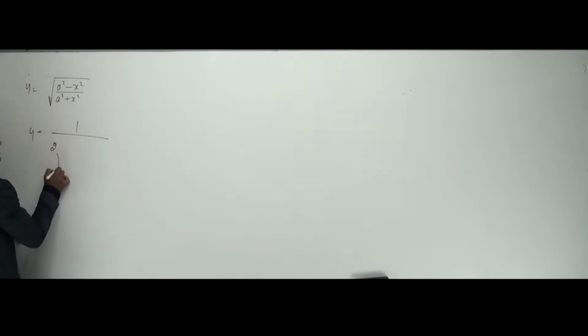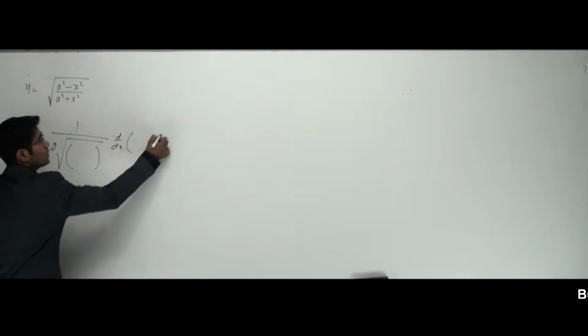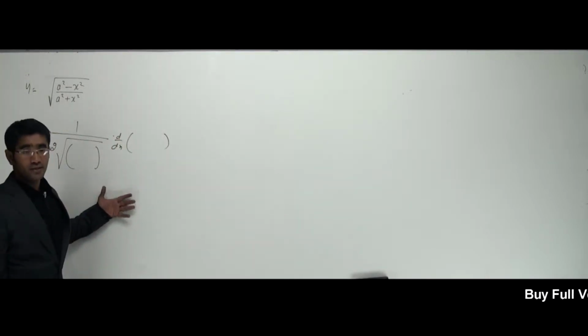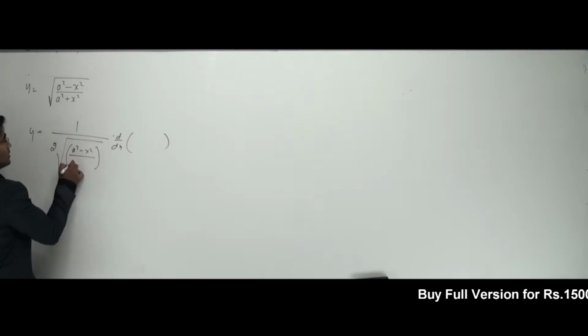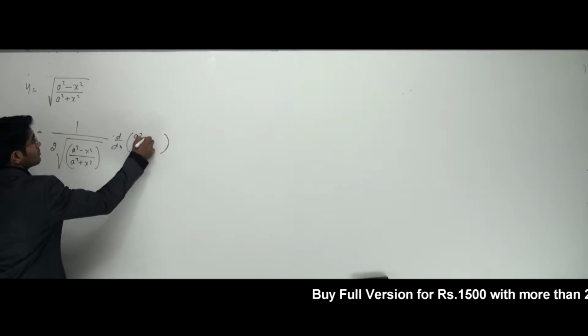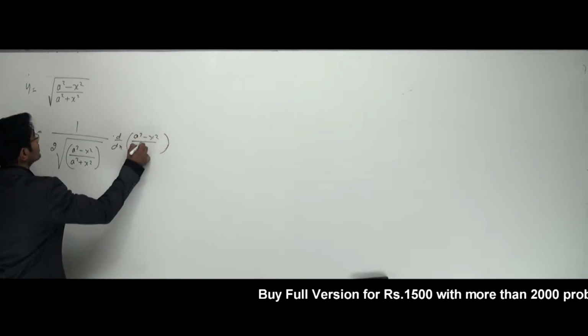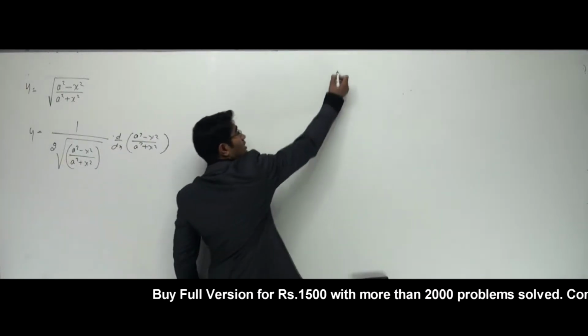1 by 2 root of whatever is inside, into the differentiation of whatever is inside. That's how I differentiate a root, right? Now what is inside here? There is a squared minus x squared by a squared plus x squared, and this is again a squared minus x squared by a squared plus x squared. That's the first way of starting it. I can also start it like this.